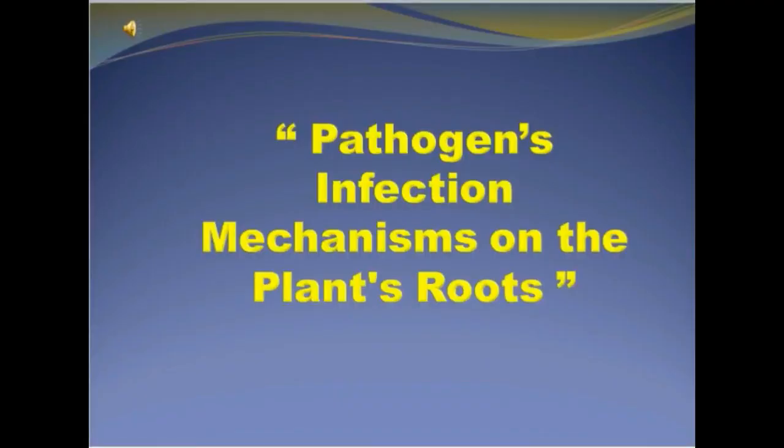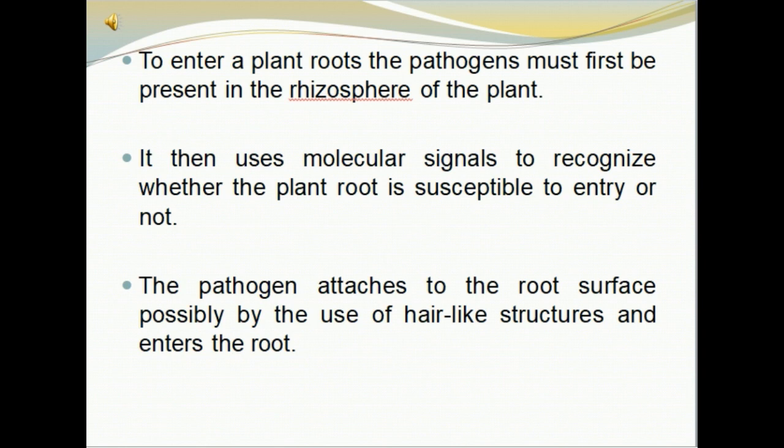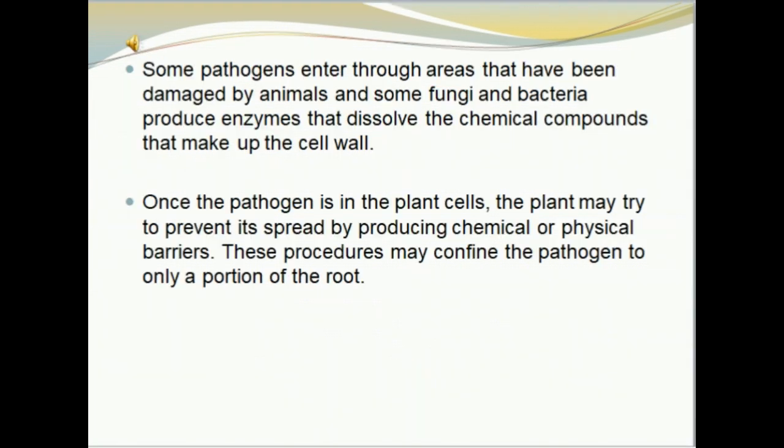My name is Cherina, and I will present about the pathogen infection mechanism on the plant roots. To enter a plant root, the pathogens must first be present in the rhizosphere of the plant. It then uses molecular signals to recognize whether the plant root is susceptible to entry or not. The pathogen attaches to the root surface, possibly by the use of hair-like structures, and enters the roots.